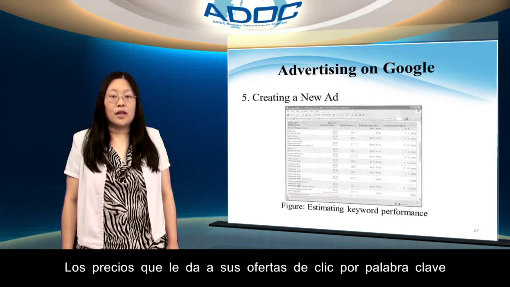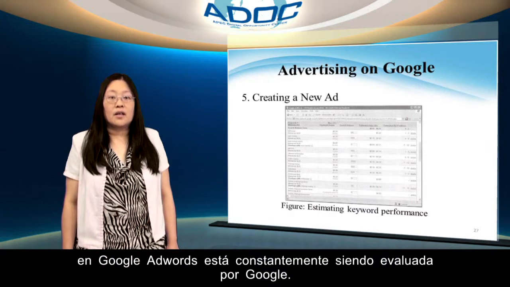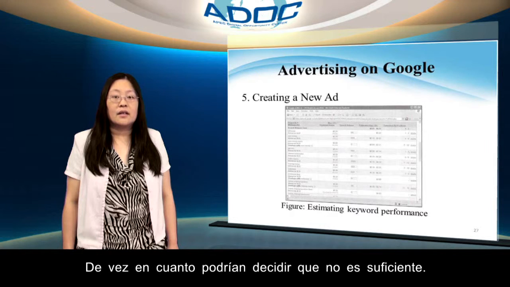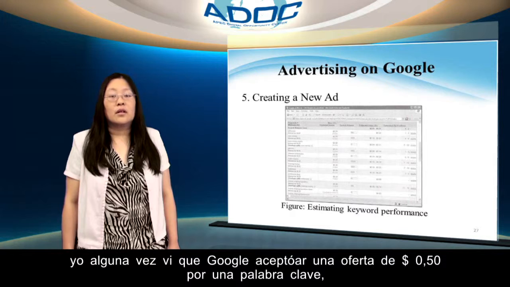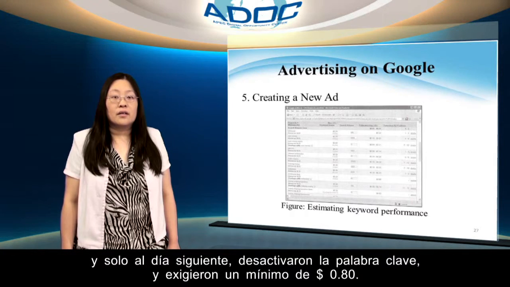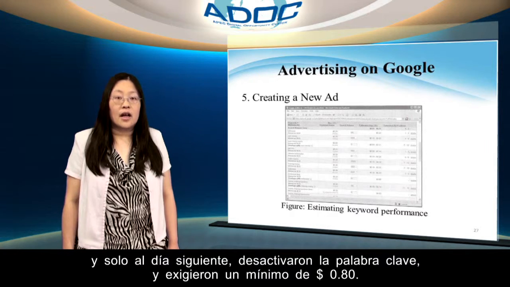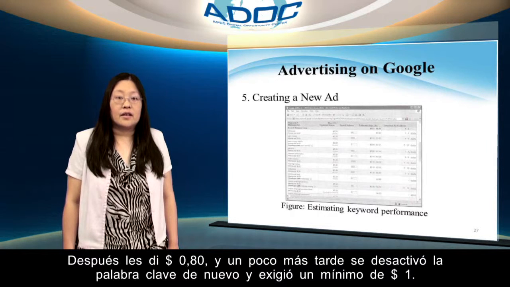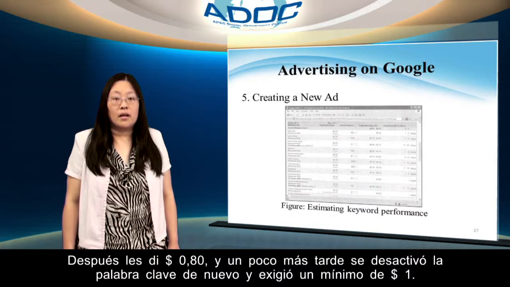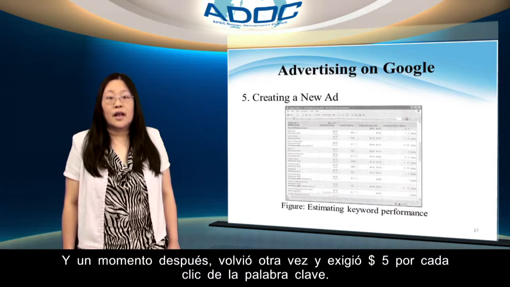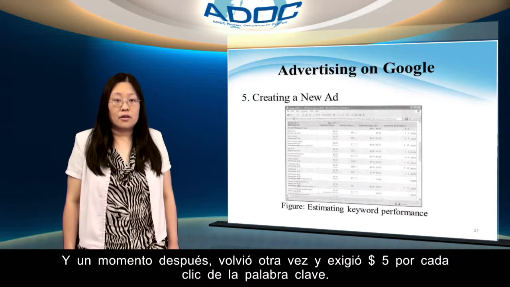The prices you give as your click bids per keyword in Google AdWords are constantly being evaluated by Google. They may frequently decide it's not enough. I've had Google accept a $0.5 bid on a keyword only to turn around the next day, deactivate the keyword, and demand a minimum of $0.8. After I gave it $0.8, sometime later it deactivated the keyword again and demanded a minimum of $1. Curious, I gave it $1 per click for the keyword. Sometime later, it came back again and demanded $5 per click for the keyword.